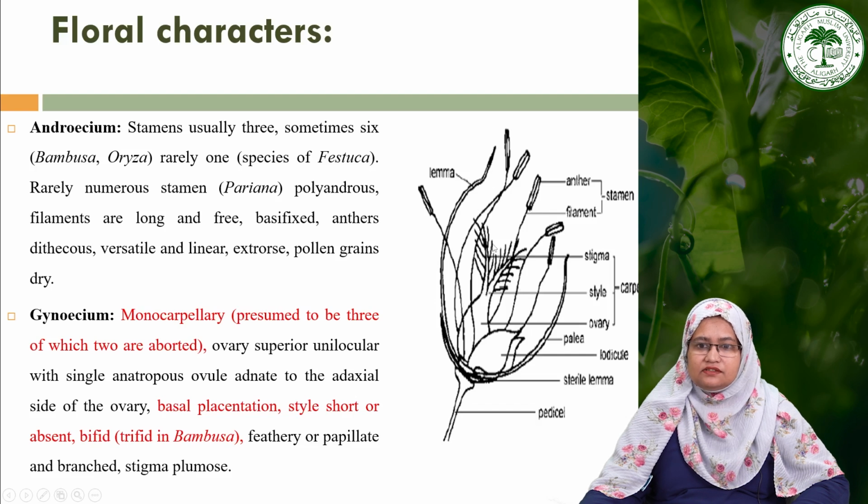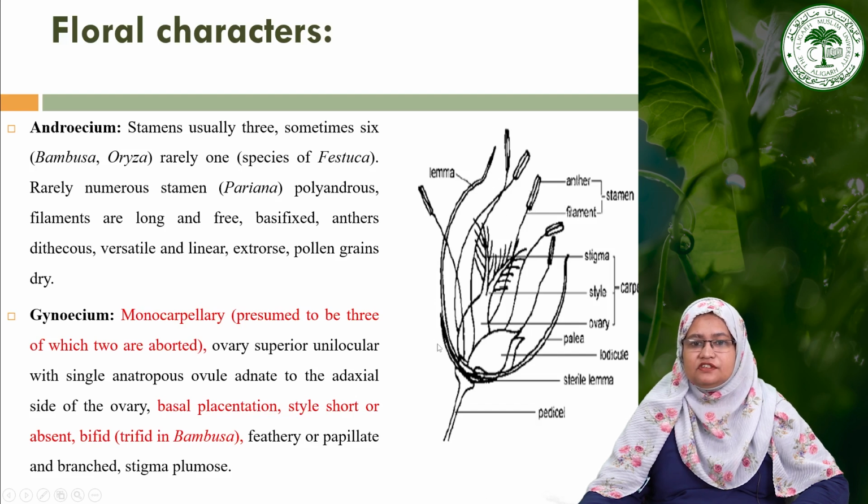Here this is the stigma, this one is the style, that may be bifid, feathery or papillate. You can see these are the stamens. In this figure, this is the lemma, which is the bract. Then the other bract is the palea, at the superior portion of which there are lodicules. This is the male reproductive part, represented by 3 stamens. This one is the female reproductive part, the gynoecium, which has an ovary, style and stigma. The style is quite short, and the stigma may be feathery or papillate, branched and plumose. This is made up of a monocarpellary ovary.